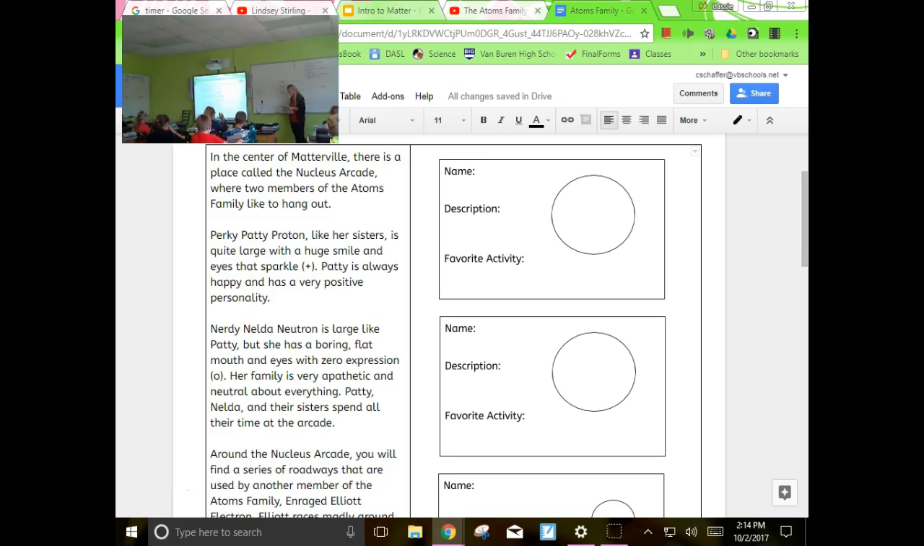In the center of Matterville, there is a place called the Nucleus Arcade, where two members of the Atoms family like to hang out. Perky Patty Proton. There we go. So that's going to be our first person up here. Perky Patty Proton. If I wanted to color code, what color do you guys think I should use? Purple. Blue. Yellow. Let's use yellow.